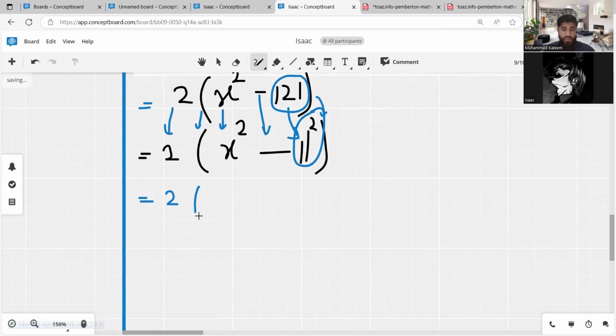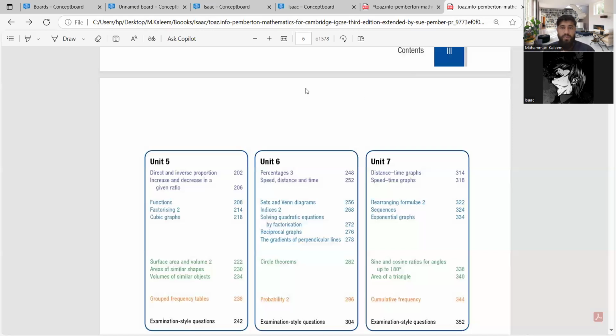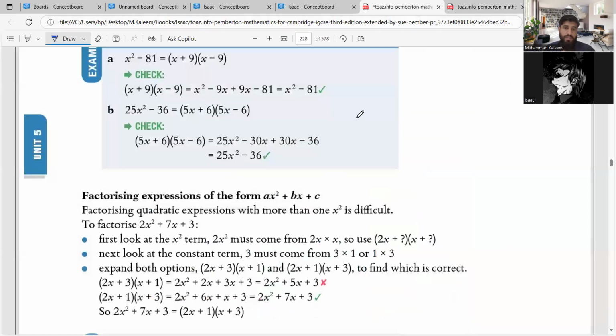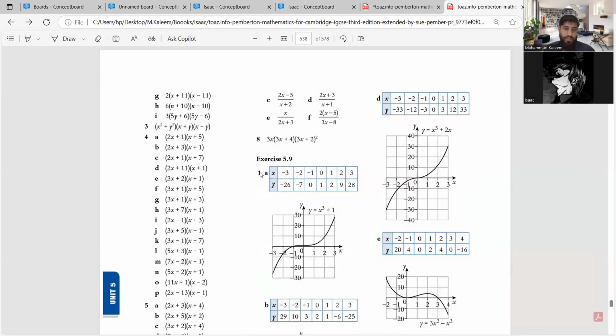Then 2, and now I can clearly see that I can implement a formula, an identity here. And what was that? Difference of square. Oh, this is our final answer. Got it? We can even verify our answer. We are doing exercise 5.8 and we did question number 2.